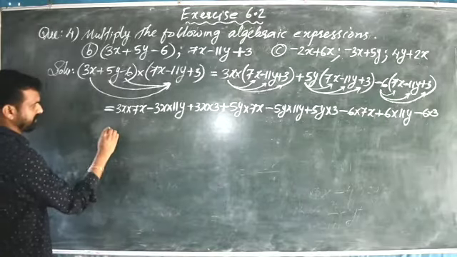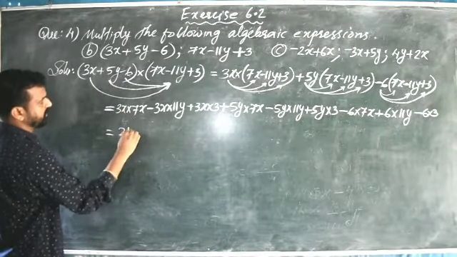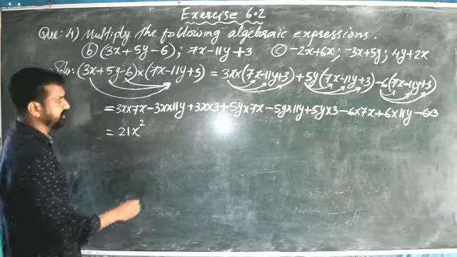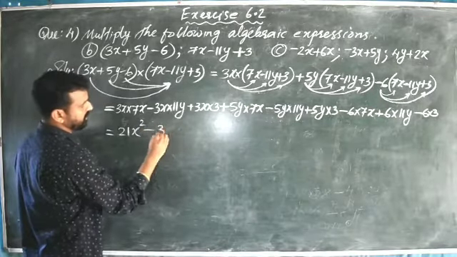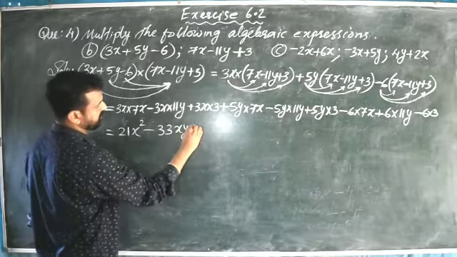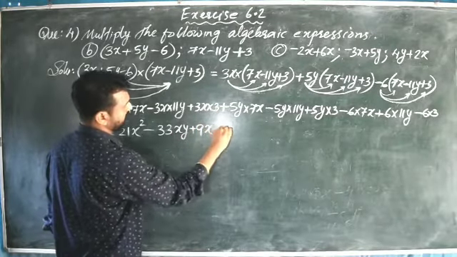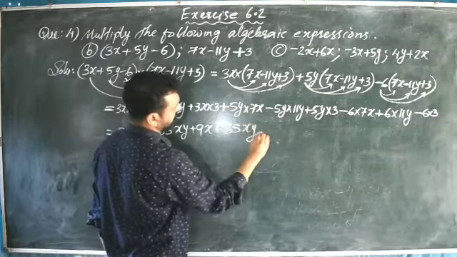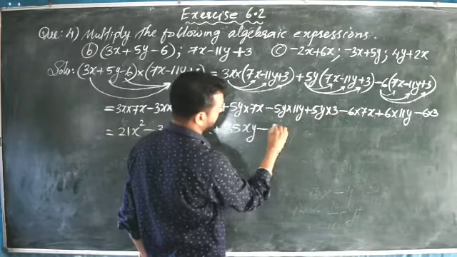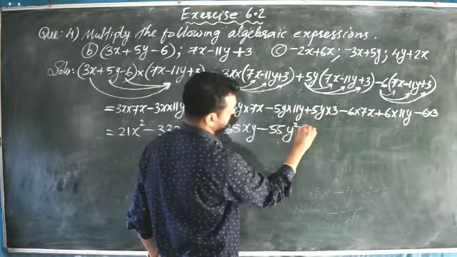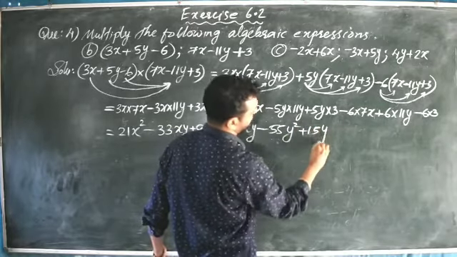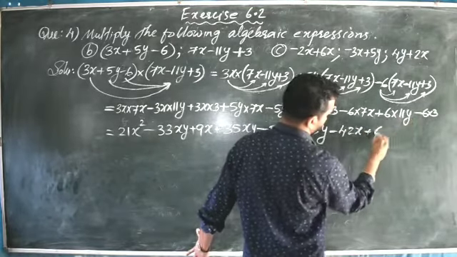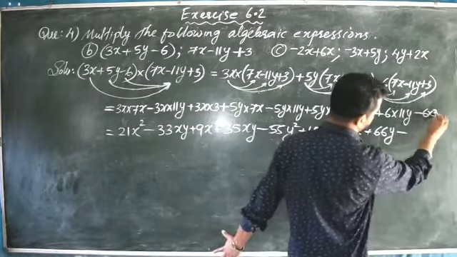Now multiply. That is equal to 3 7s are 21, x into x, x raised to 1 plus 1, that is x square will come, minus 3 into 11, 33, x into y, xy, plus 3 3s are 9x, plus 5 7s are 35, y into x, that is xy we can write, minus 5 into 11, 55, y into y, y square, plus 5 3s are 15y, minus 6 7s are 42x, plus 6 into 11, 66y, minus 6 3s are 18.